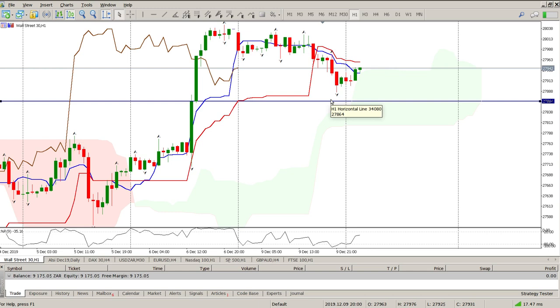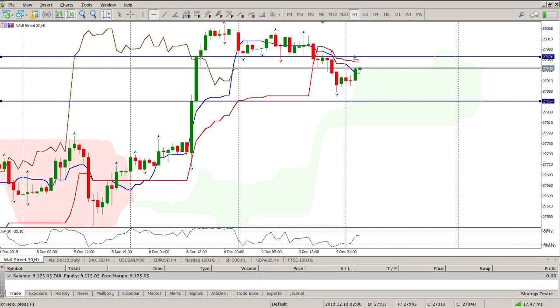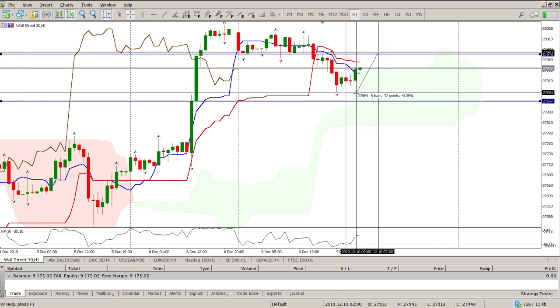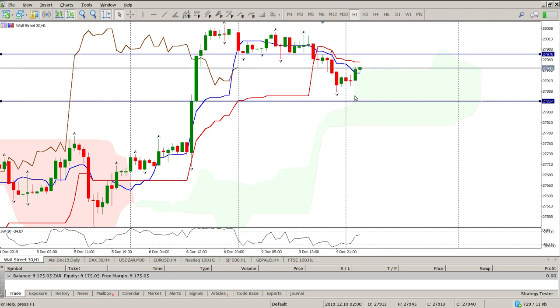If we don't get lower down, then you need to watch this fractal break up here. So 27,976. Break a close above that, you're long, and you're going to have a stop of just over 100 points. Okay, there we go. That's my view at the moment.